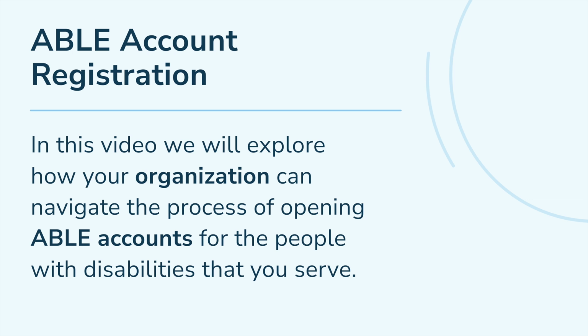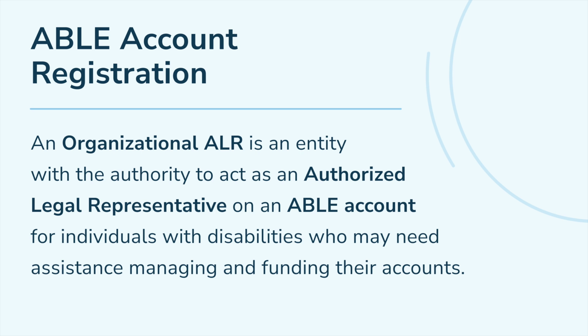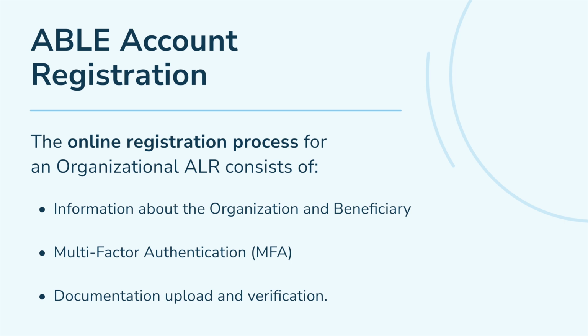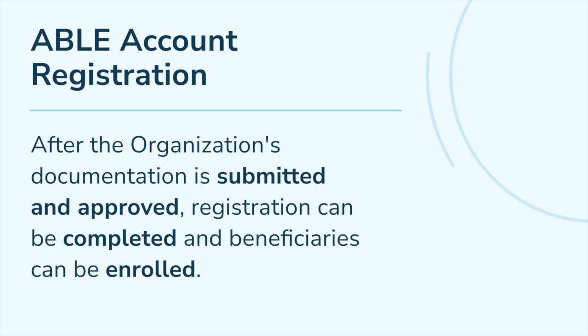So let's dive in. An organizational ALR is an entity with the authority to act as an authorized legal representative on an ABLE account for individuals with disabilities who may need assistance managing and funding their accounts. The online registration process for an organizational ALR consists of information about the organization and beneficiary, multi-factor authentication, and documentation upload and verification. After the organization's documentation is submitted and approved, registration can be completed and beneficiaries can be enrolled.